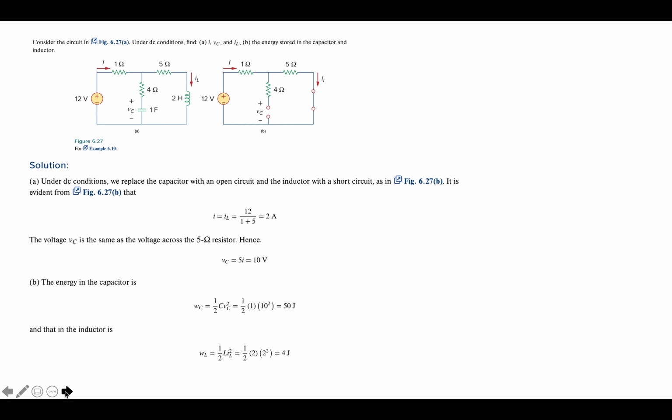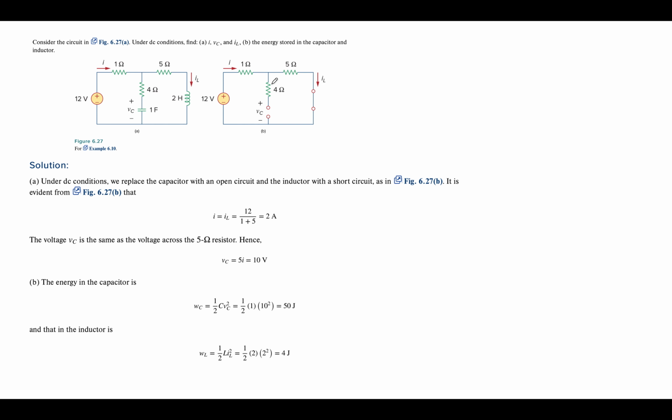Okay, here's a problem similar to the one we worked before, only in this case, we have a capacitor and an inductor, and we want to find the stored energy at t equals 0. This is a DC circuit, so everything is constant. We want to find the stored energy in the inductor and the capacitor. So in order to do that, we need the current through the inductor, and we need the voltage across the capacitor. The capacitor is an open, the inductor is a short under DC conditions.